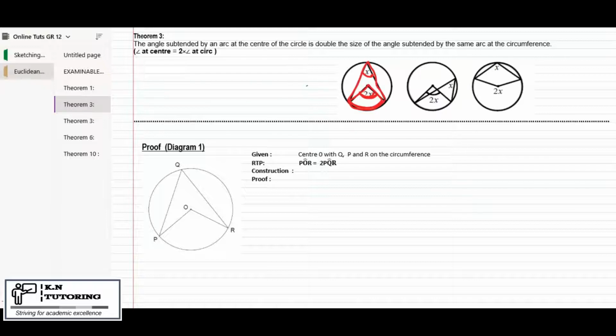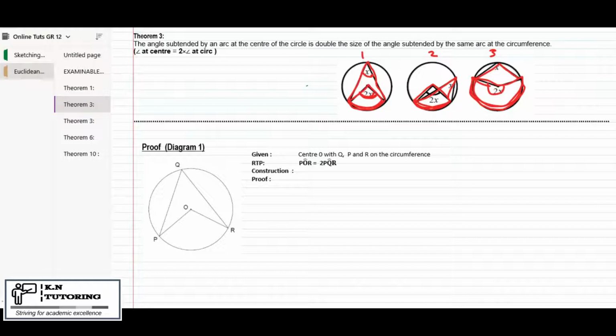Nothing too difficult there. Similarly, we've got diagram 1, diagram 2, and diagram 3. If you look at diagram 1, the arc subtends an angle at the center. The same arc subtends an angle at the circumference, which is half that one at the center. Similarly, in diagram 3, an arc subtends an angle at the center, which is twice the angle subtended by the very same arc at the circumference. Okay, that is just a summary of this theorem.